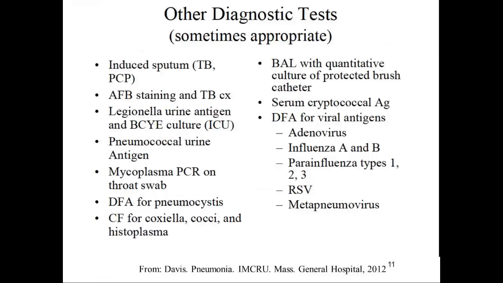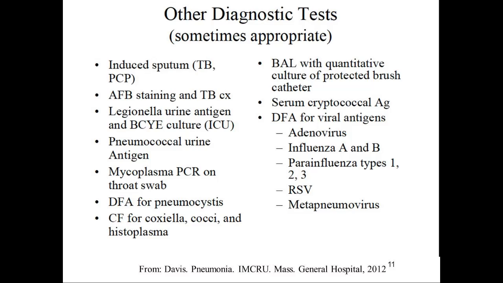So these tests are sometimes appropriate for community-acquired pneumonia. Think about AFB expectorated sputums. We talked about urinary antigens. Sometimes we want to think about atypicals, so we think about CF titers for Coxiella, Histoplasma, and so forth. Occasionally, when we don't have a pathogen, we want to consult pulmonary for BAL.